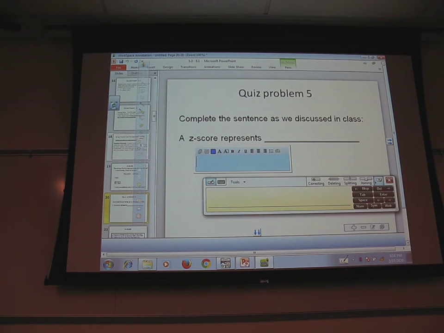So first off, what does a z-score represent? Check with the neighbors. Make sure you confirm you've done this on your handout.